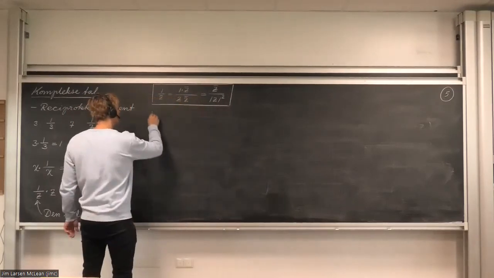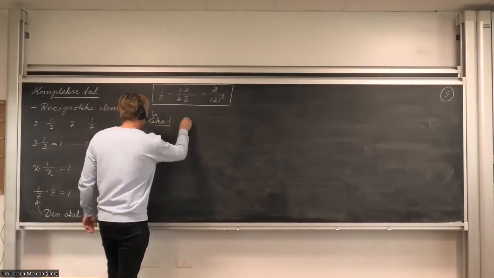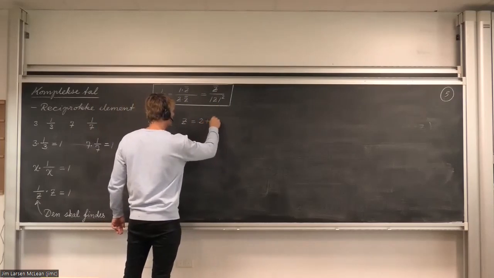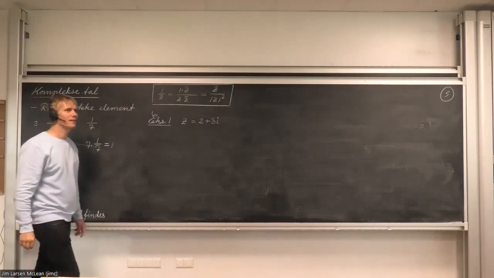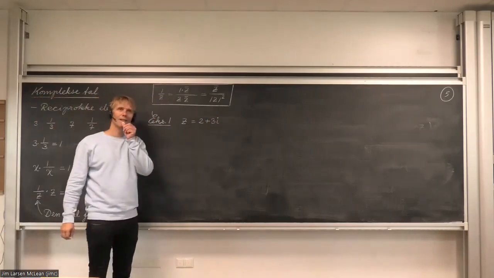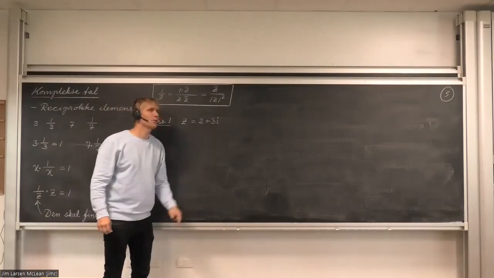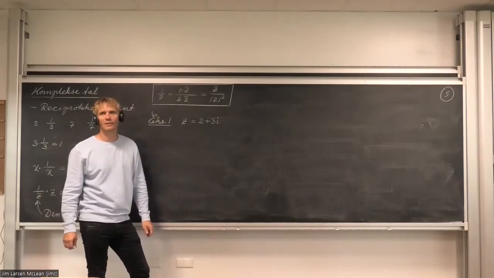Example. Here's a complex number called z, which is 2 plus 3i. I would like to find the reciprocal for that. So basically, I want to find a number which, when I multiply it by 2 plus 3i, gives me 1. That's what it means to find a reciprocal.